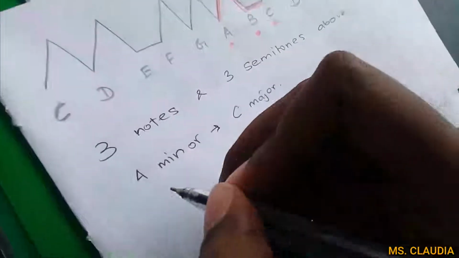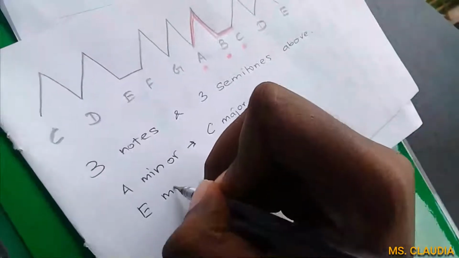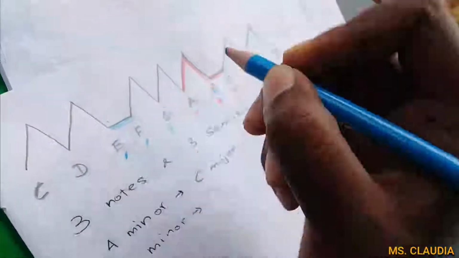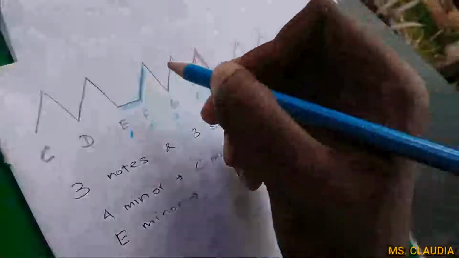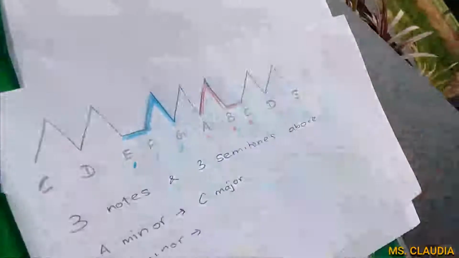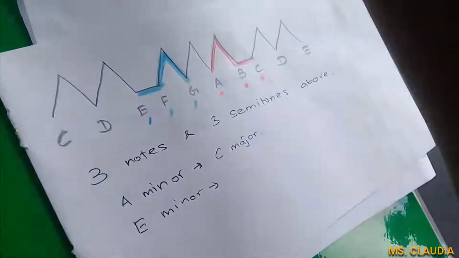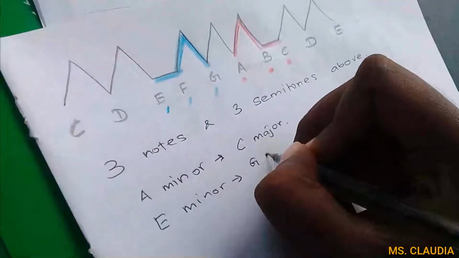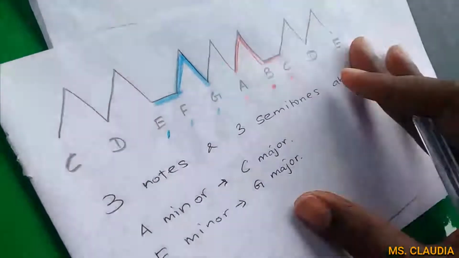Let's see who's the relative major of E minor. Same way, you keep your pencil point on E and 3 notes from E, E, F, G, and 3 semitones from E. So you go 1, 2, 3. You land on G. So your relative major of E minor is G major, right? Let's look into another example.